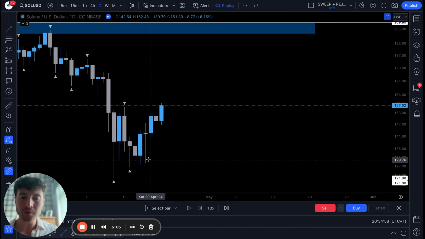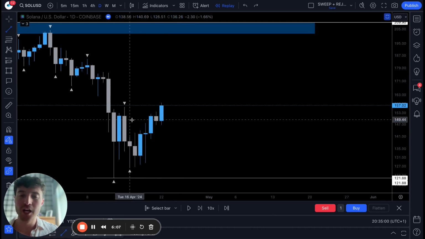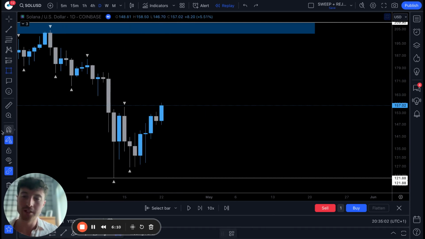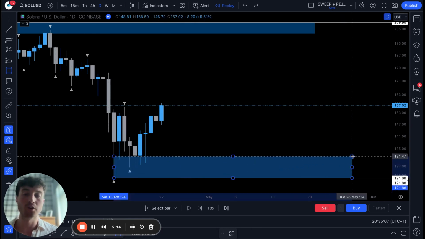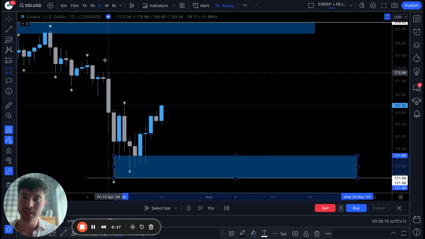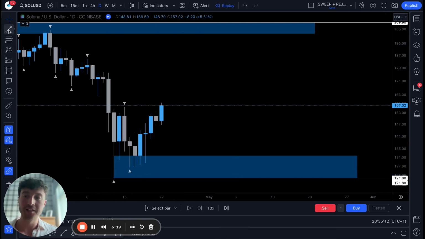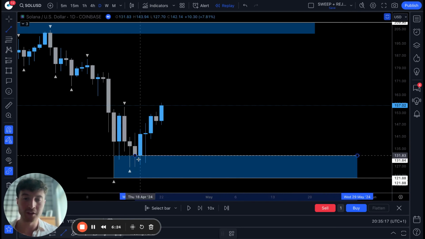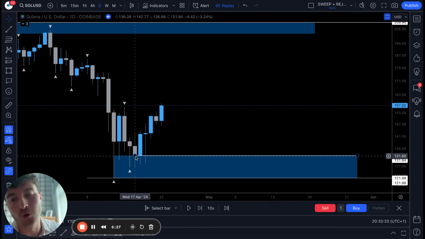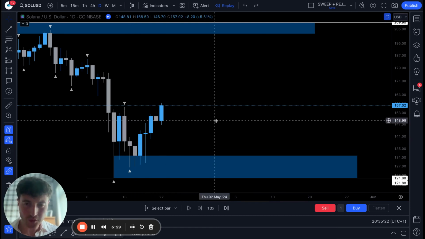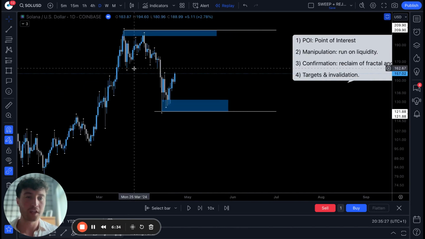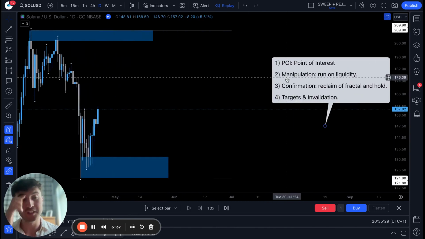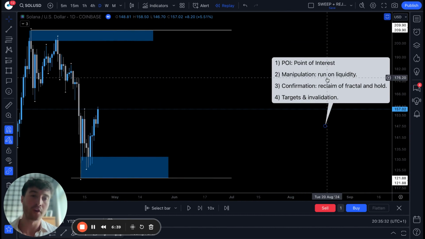Next, I want to identify the bottom half of the range, so we can do that by marking this on with a horizontal rectangle towards the bottom end of the range, and you can see that we've marked this in confluence with the bottom end of this range, where the candle closes are. So this is the range that we're dealing in. And if we zoom out, number two is we want to see manipulation. We want to see a run on liquidity.